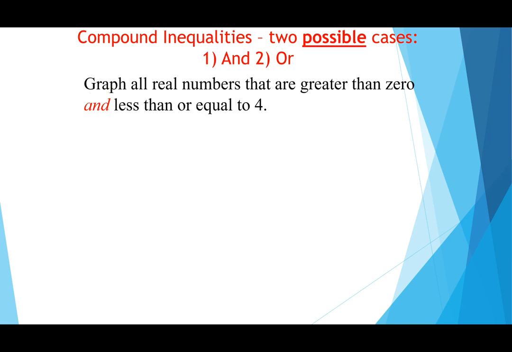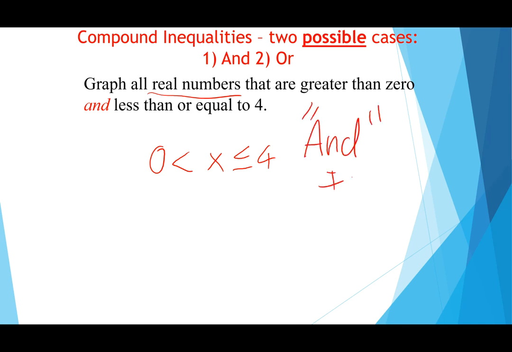So how we're going to do this is we're going to say, okay, we're graphing the real numbers. This is our x. X is our real numbers that are greater than 0. So x is going to be greater than 0. And x is less than or equal to 4. So essentially what this says is that we're picking some number between 0 and 4. It's bigger than 0, but it's less than 4. So this is what a compound inequality will look like. At least this is what an and inequality will look like.